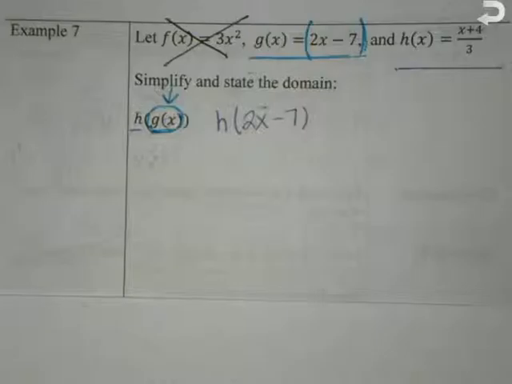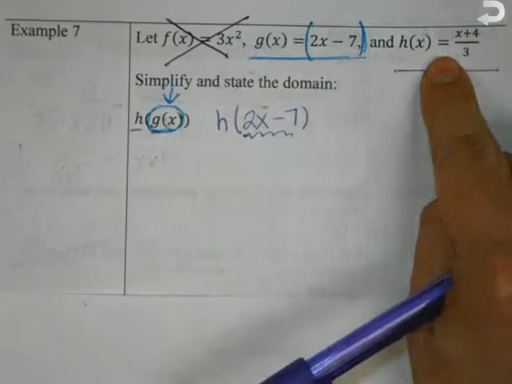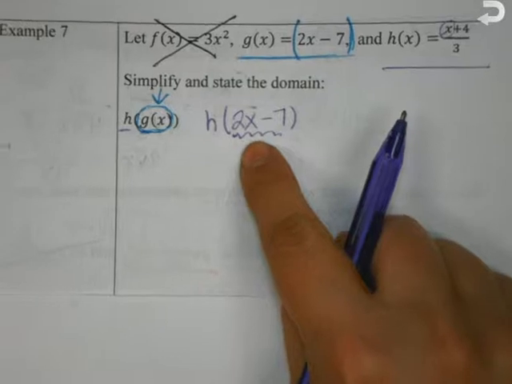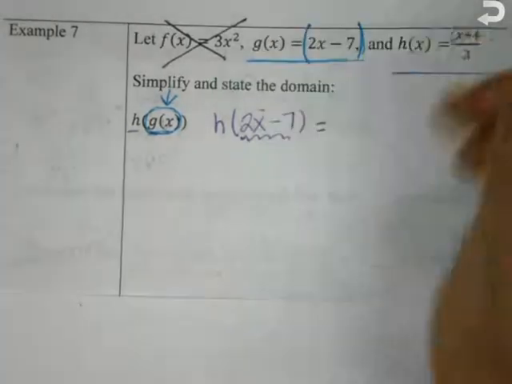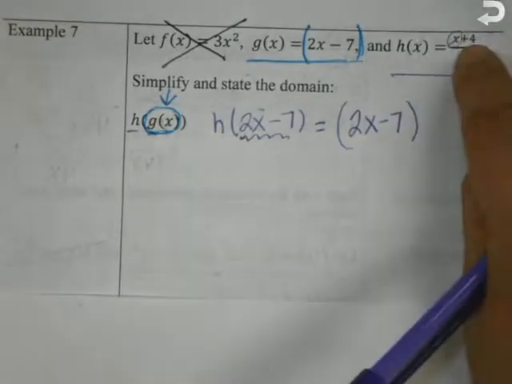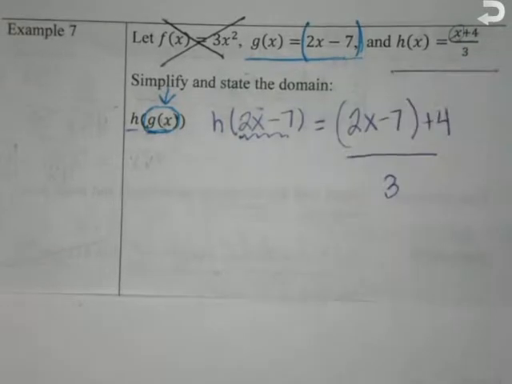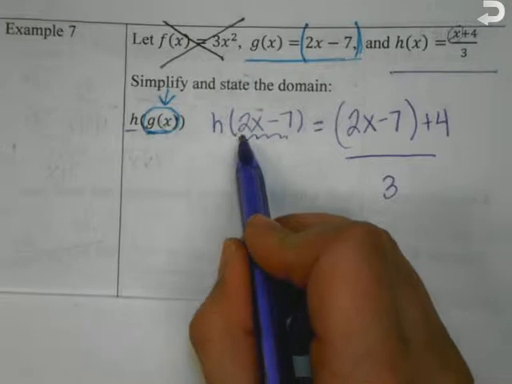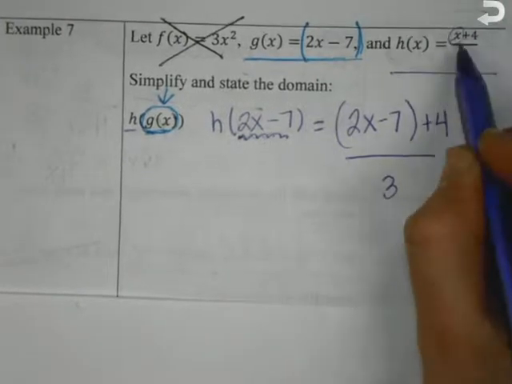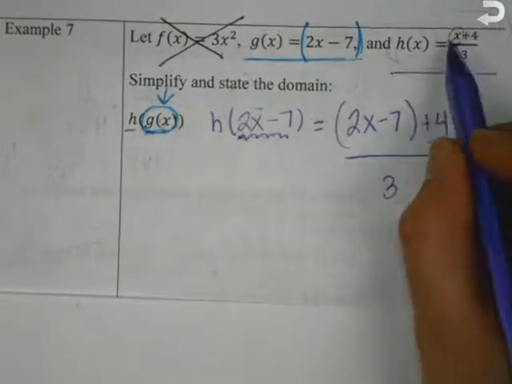Now in the h function, everywhere that I see x, I'm going to plug in 2x minus 7. You probably want to keep it in parentheses. So that's going to give me 2x minus 7 plus 4, all over 3. I just took g of x, the entire function, and plugged it into the h function up here, wherever I saw x. Whatever is inside the parentheses, that's what you're always going to plug in for x, no matter what. And now we can simplify this a little bit more.